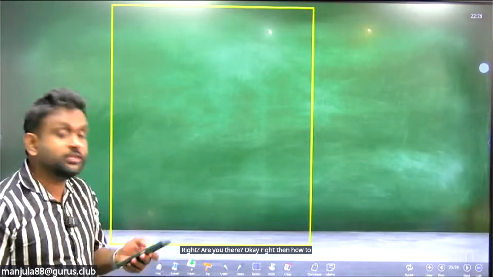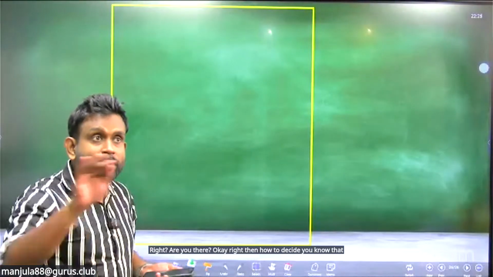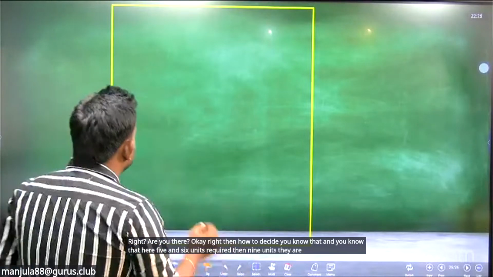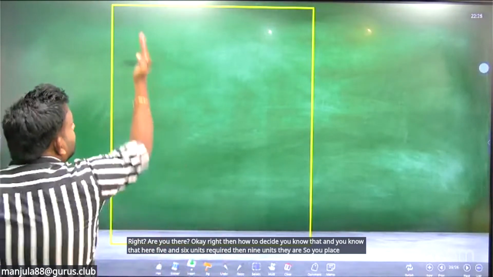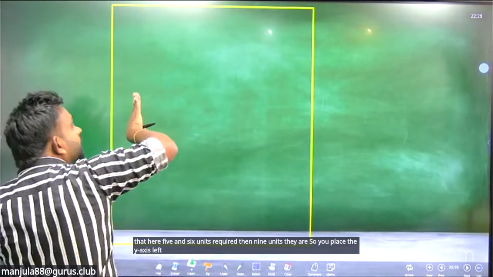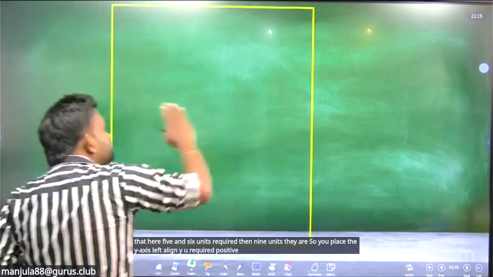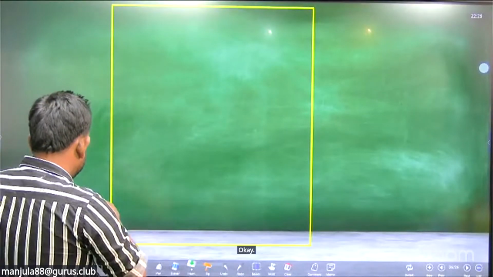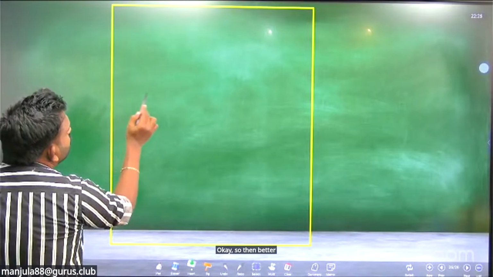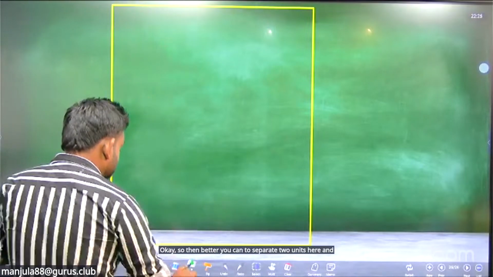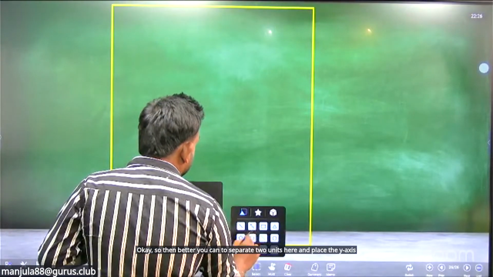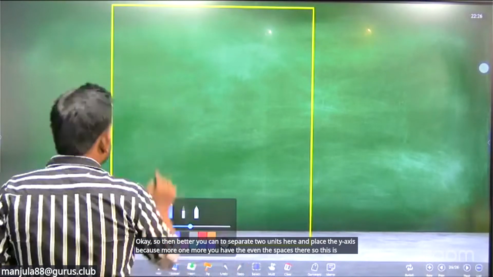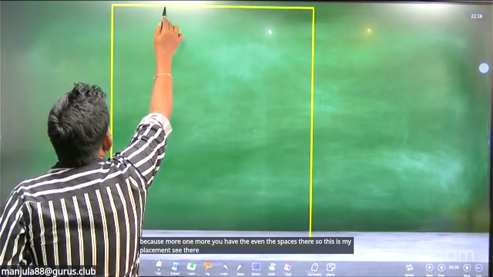You know that here 5 and 6 units are required, so 9 units there. So you place the y-axis left aligned. Why? You require +5 in this direction and here -1 only. Better you can separate 2 units here and place the y-axis, because there are even spaces. So this is my placement, see there. This is my y-axis placement.